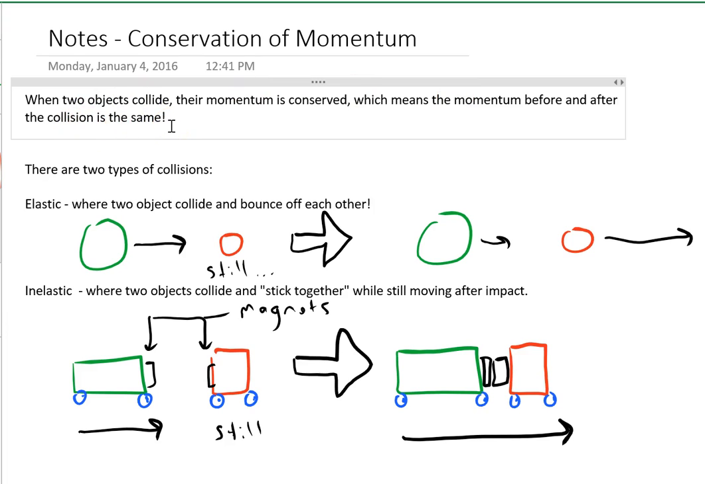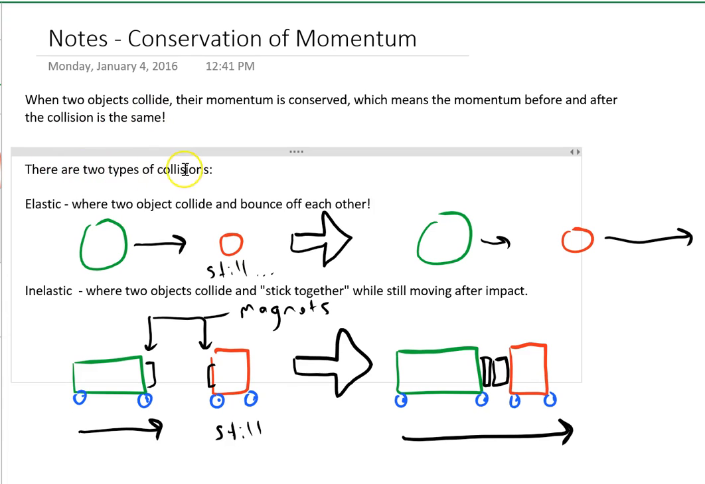So no matter what two objects collide with each other, could be something really big or something really small, the momentum before and after the collision is always the same. That's what we mean by the momentum being conserved. Now, there are two types of collisions. There are elastic collisions, where two objects collide and bounce off each other, and inelastic collisions, where two objects collide and stick together while still moving after impact.